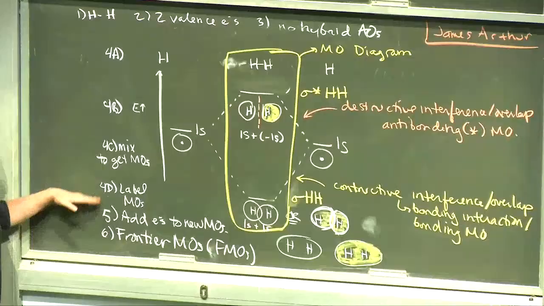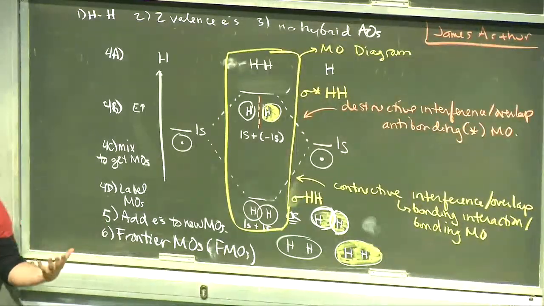Okay, so that's labeling. Adding electrons. How many electrons in the valence orbitals did we have? How many electrons do we have to use right now? 2. Cool. Where do you put them?